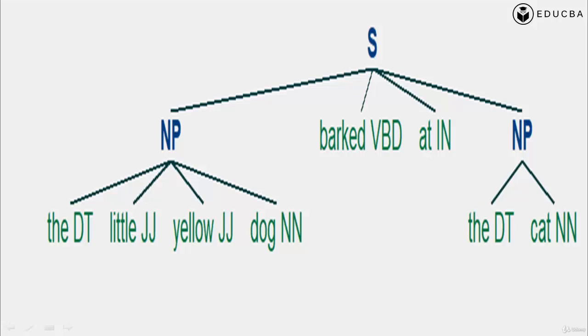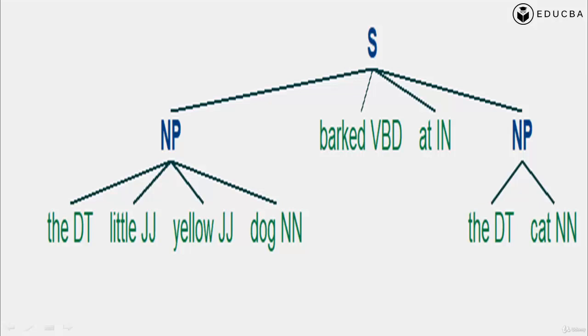Our sentence is: the little yellow dog barked at the cat. In it we have the noun phrase the little yellow dog, and another noun phrase the cat, and barked at are not under a noun phrase, so they are directly represented as children of S, that is the sentence. The little yellow dog comes under NP as a parent, and the words are children of NP, and likewise the cat. So this is the complete tree structure, shown using different parts of speech and a parent-child structure.